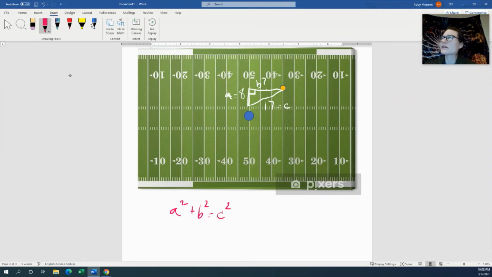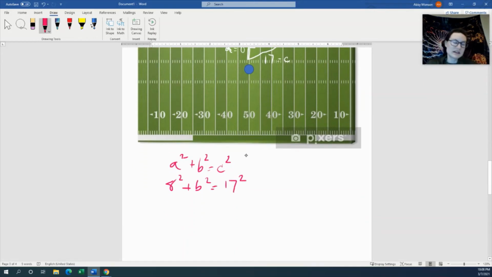Okay, we have a right triangle. We can use this. Well, A we know is 8, so we'll plug that in. 8 squared plus, we don't know what B squared is, equals C is 17. 17 squared. All right, again, I'm going to need my calculator. I know that 8 squared is 64 plus B squared, nothing changes. And then I'm going to plug into Desmos here. Still getting used to this calculator. So 17 squared, okay, 289.